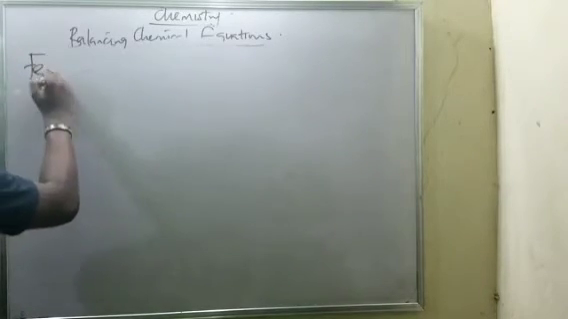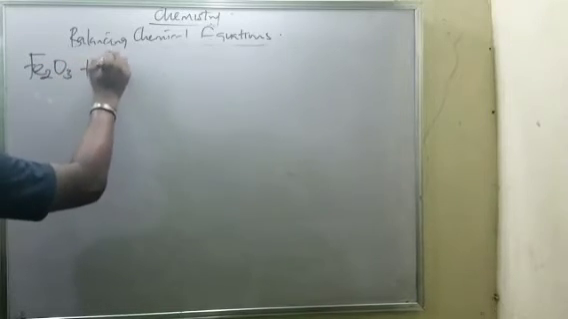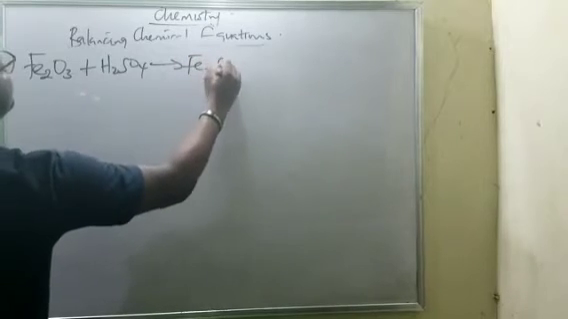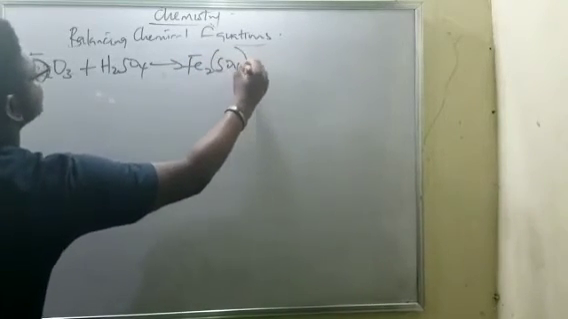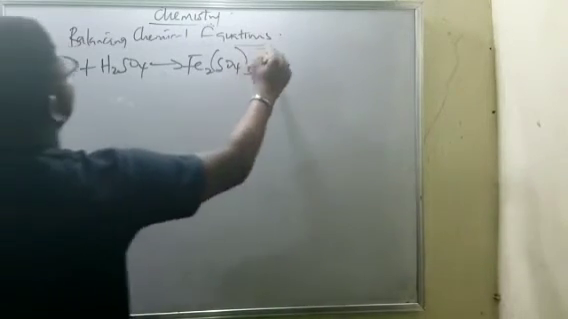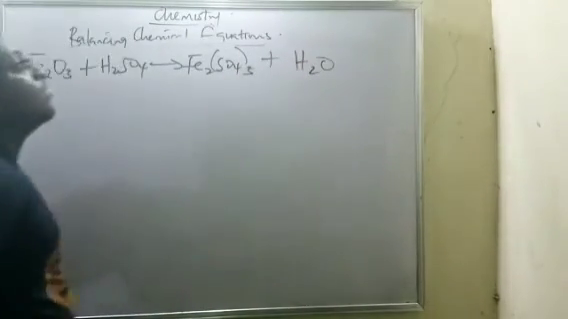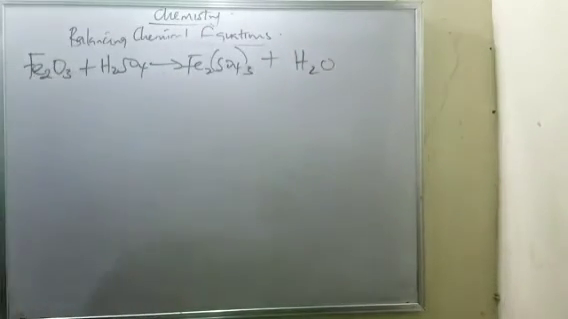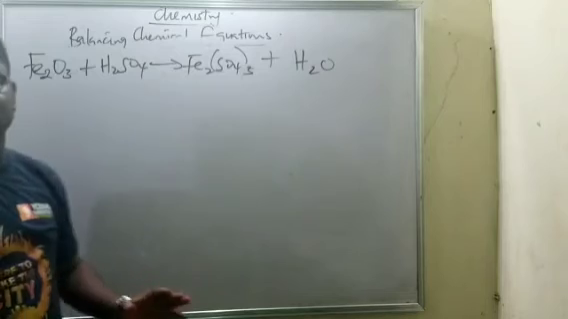So let's say we have Fe2O3 plus H2SO4 to give you Fe2SO4 plus H2O. Remember, we are going from simple to complex now. Don't feel frightened. This is a very simple equation for us to balance.